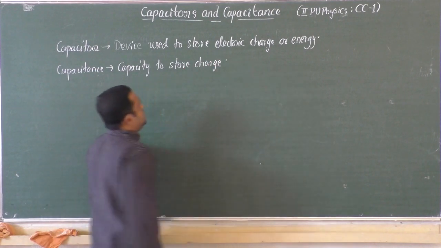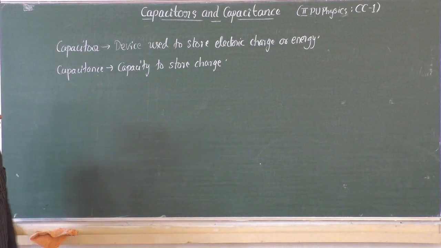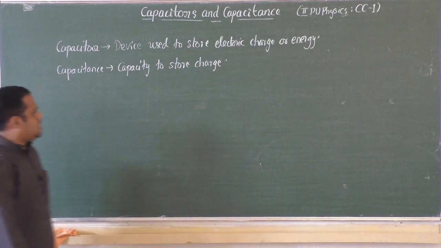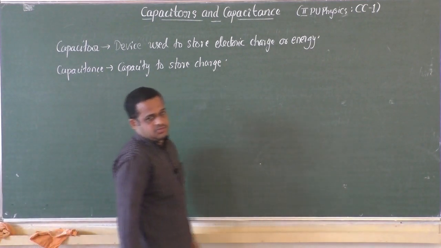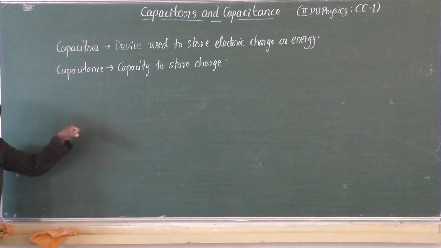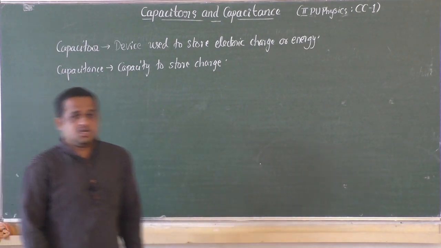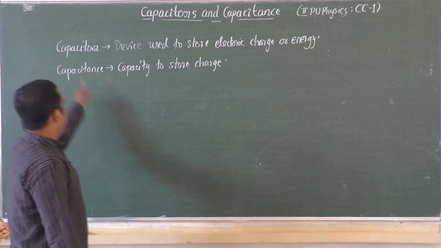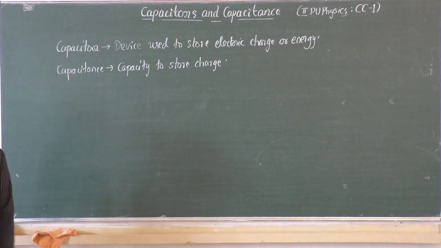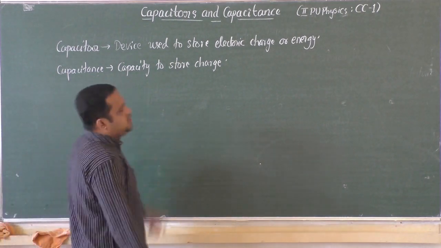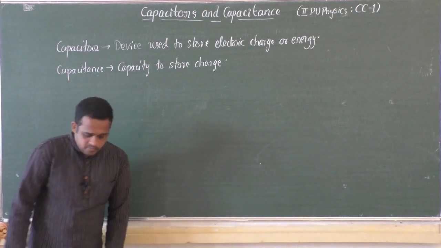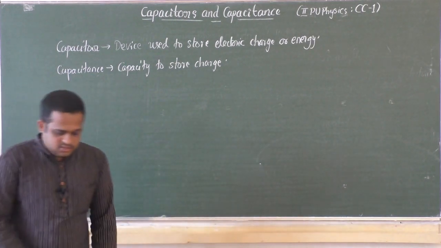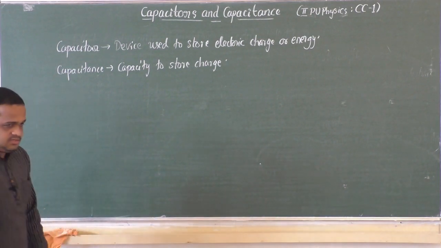Capacity of a material to store charge, or the ability of a material to store charge, is called capacitance. A capacitor is a device which is used to store electric charge or electrical energy, and capacitance means the ability of that device or any material to store charge. Now let us try to understand the term capacitance.